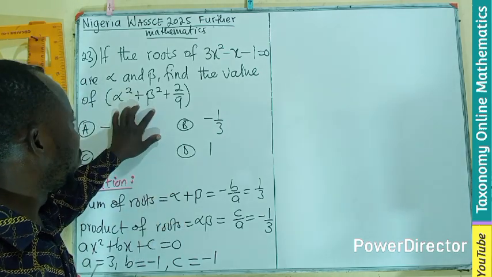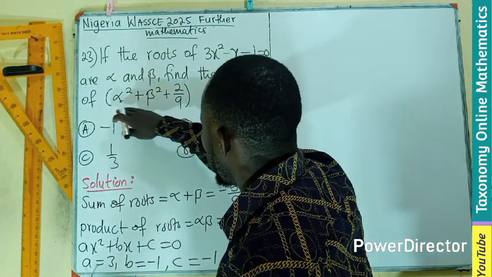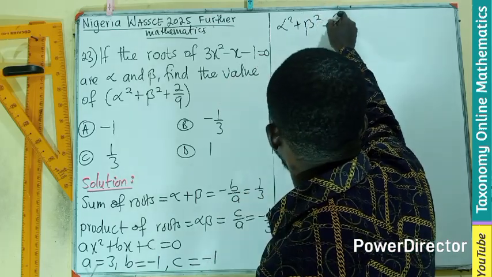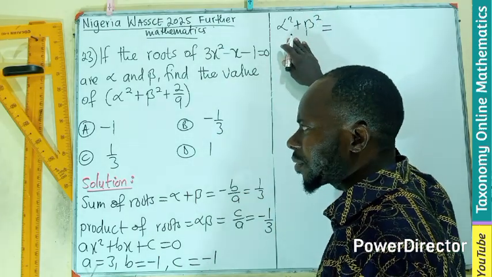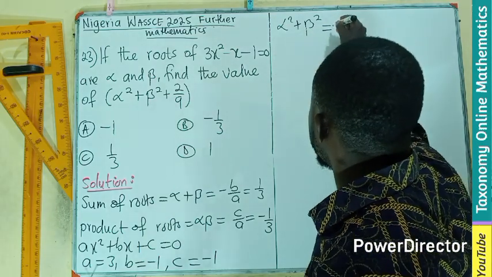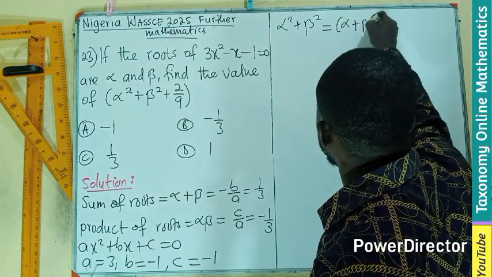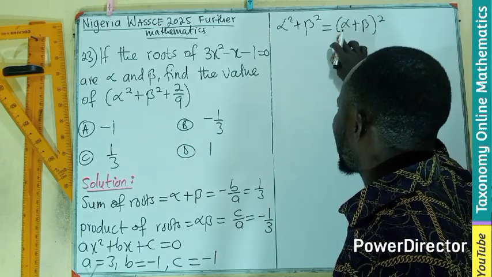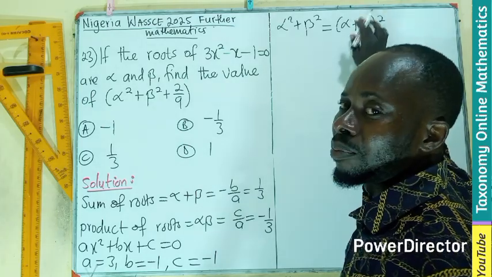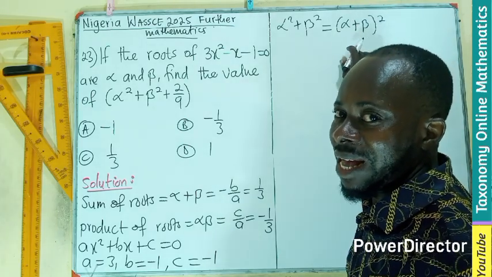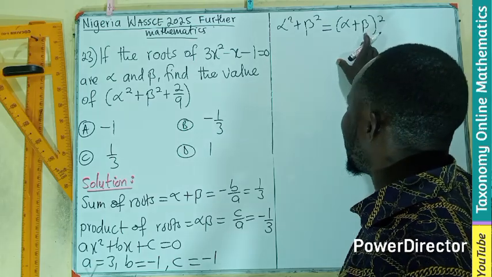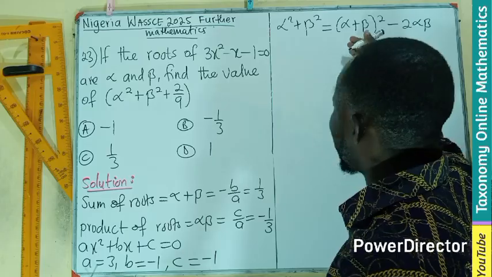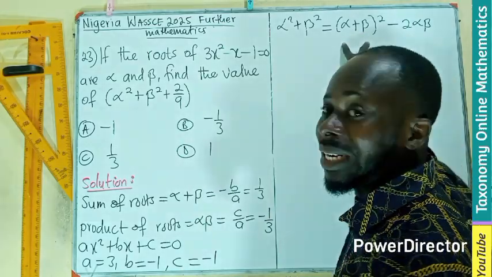Now, coming back to the second part, if I want to pick only alpha squared plus beta squared, I can have alpha plus beta all squared. If I expand this, I'll have alpha squared plus beta squared plus 2 alpha beta. That is in excess, so I subtract the 2 alpha beta, which I would have gotten if I expanded this.